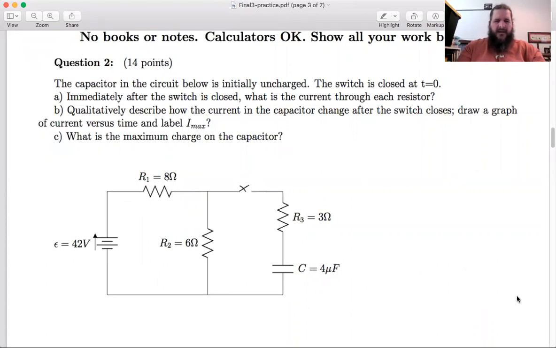we close the switch. So these are now connected. Also, though, the capacitor is uncharged. And what can we treat an uncharged capacitor as acting like?